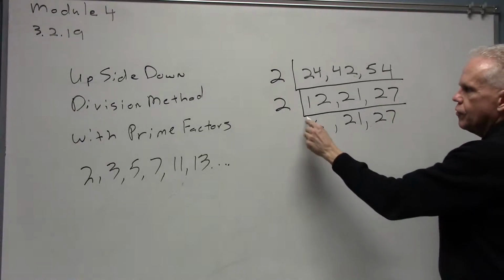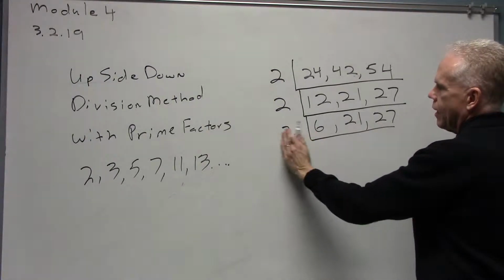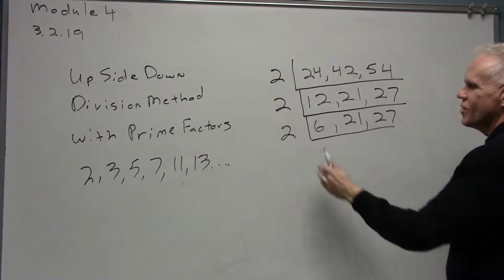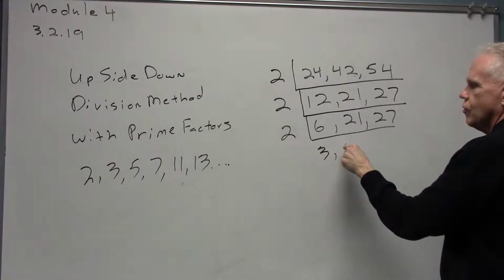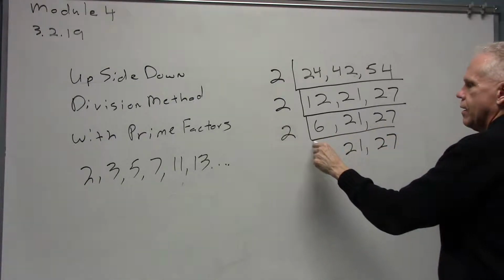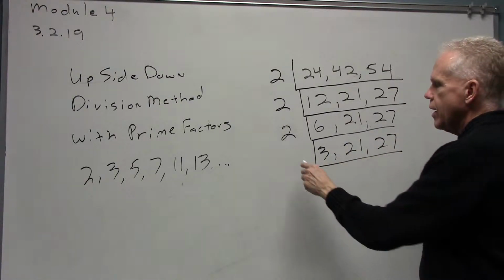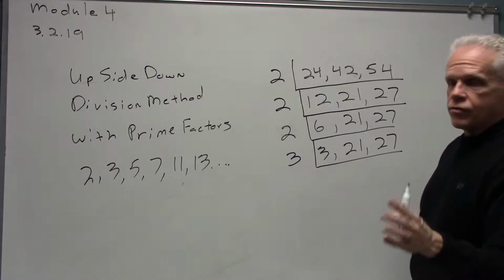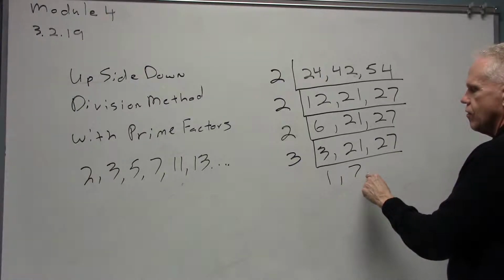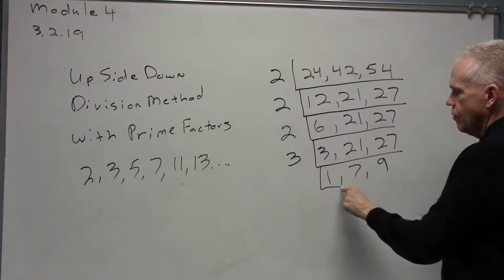I see 2 still goes into 6, so I'm going to use 2 once more. I said 2 and I wrote 3. Let's try that again. I'll use 2 once more. 2 into 6 goes 3. Of course, 2 won't go into 21, so bring it down. 2 won't go into 27, so bring it down. Now 2 will not work on any of these numbers. So I'll go ahead and I'll go to 3, because I know 3 actually works on all of them. 3 goes into 3 one time, 3 goes into 21 7 times, and 3 goes into 27 9 times.